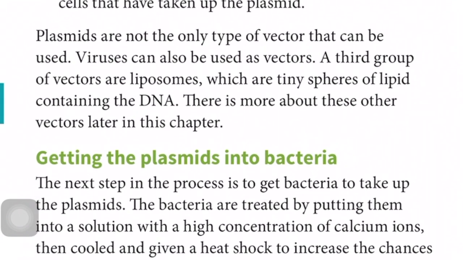Plasmids are not the only type of vector that can be used. Viruses can also be used as vectors. A third group of vectors are liposomes, which are tiny spheres of phospholipid containing the DNA. There is more about these other vectors later in the chapter.